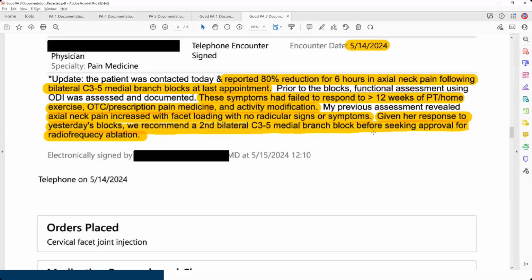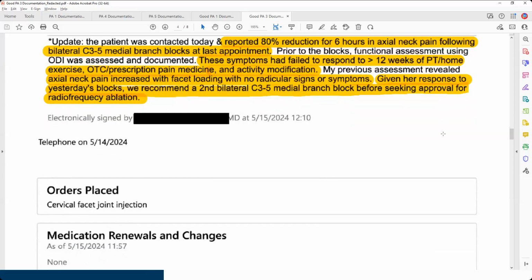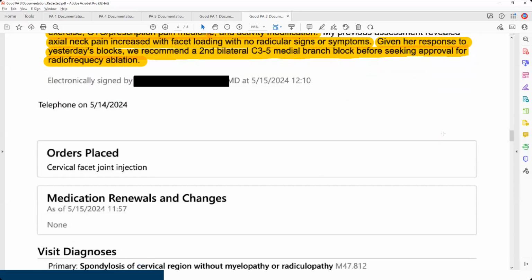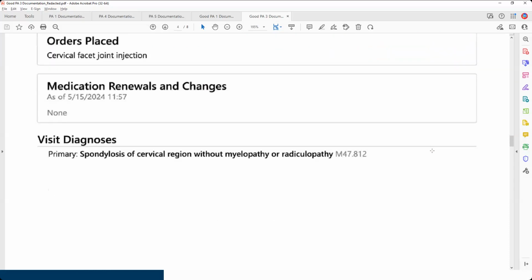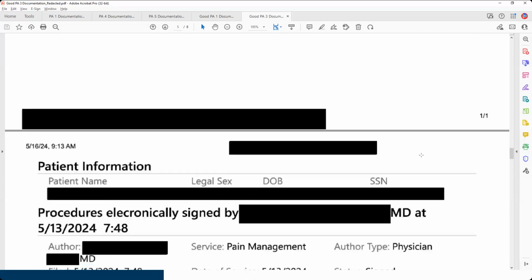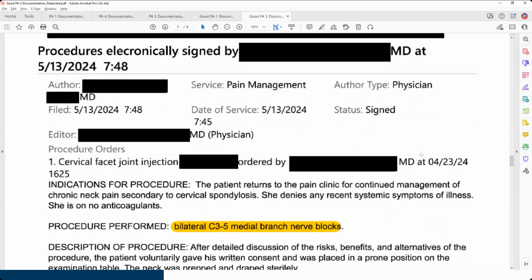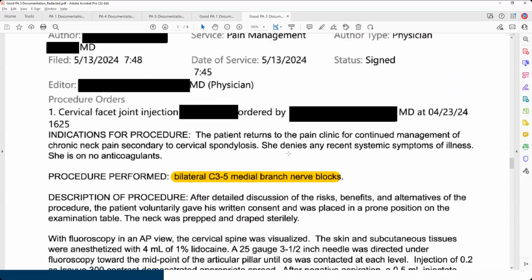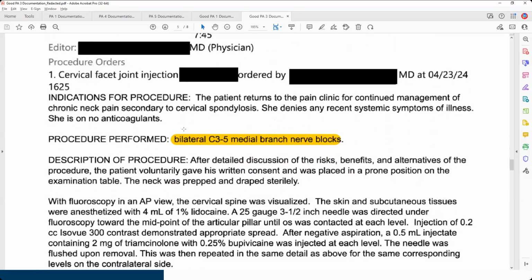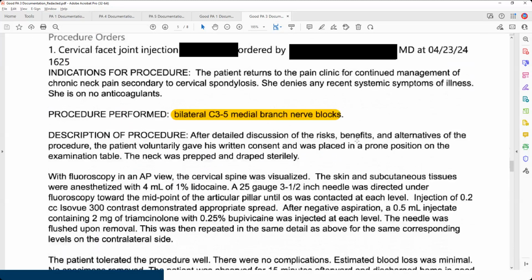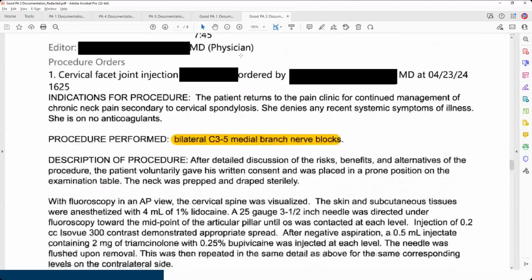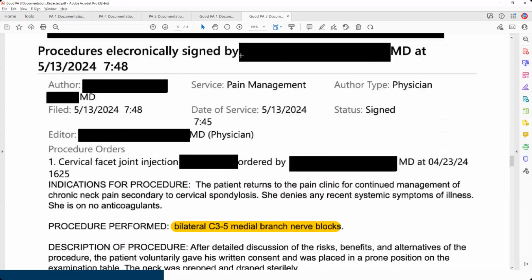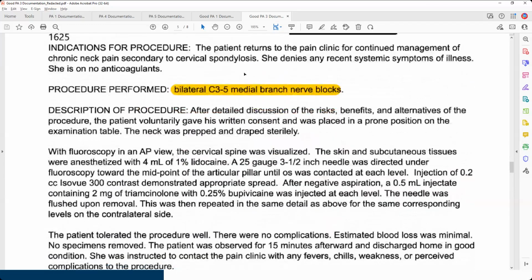So the medial branch block is what they plan to do again, and this just tells us they're going to be seeking approval then after that for radiofrequency ablation. So if they have a good second one, they want to proceed with doing the RFA. All right, so again, information here, bilateral nerve blocks is what they perform. This is the information from the first procedure.